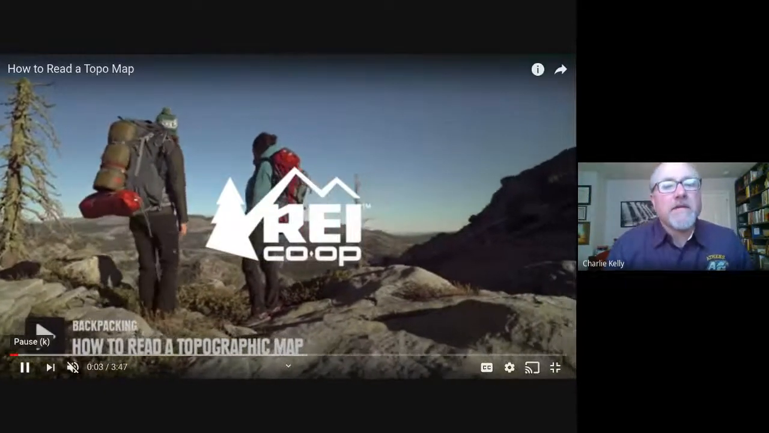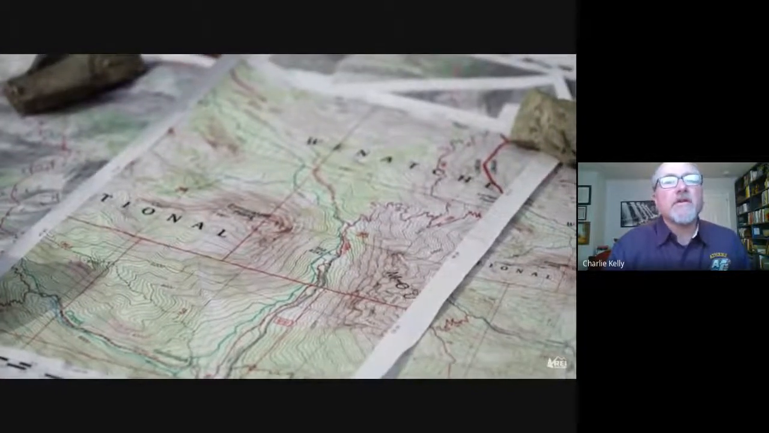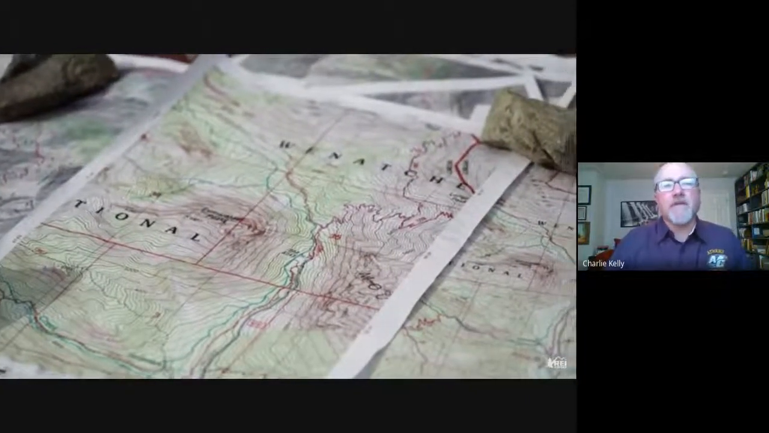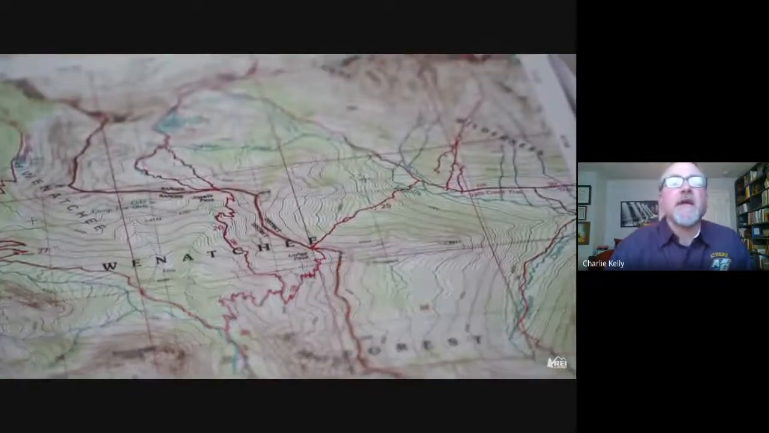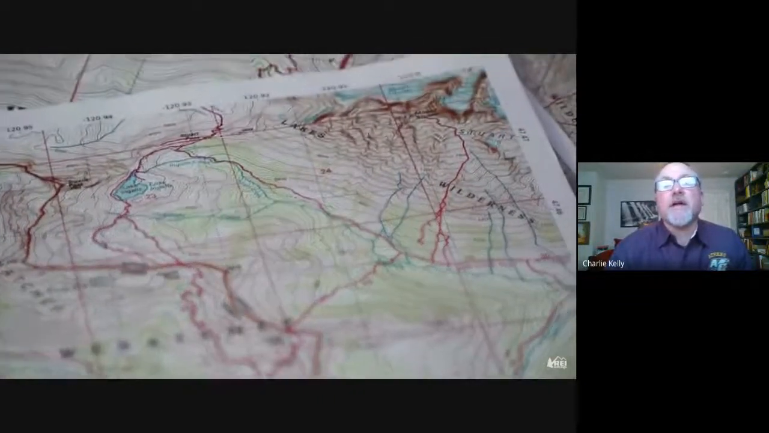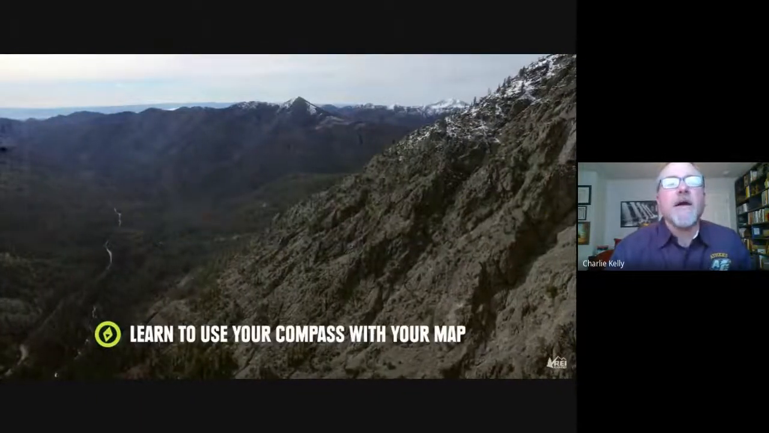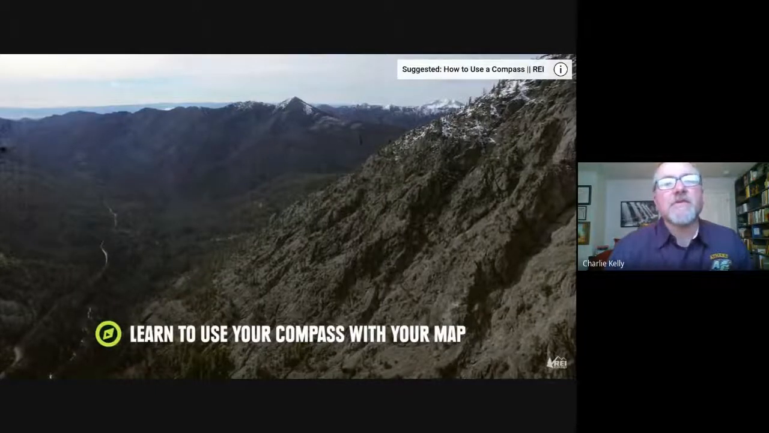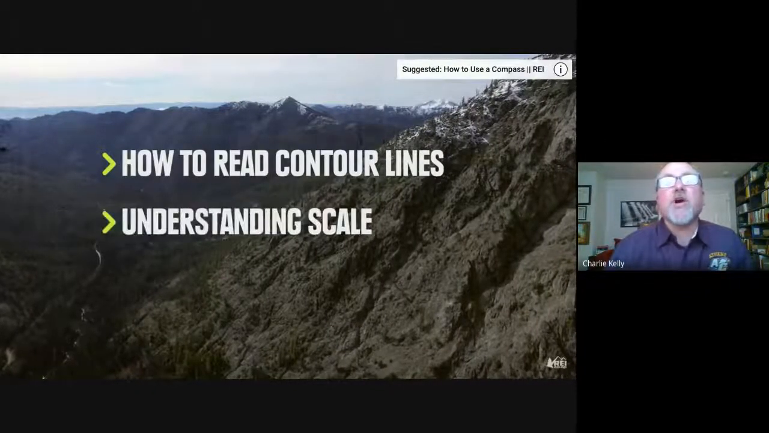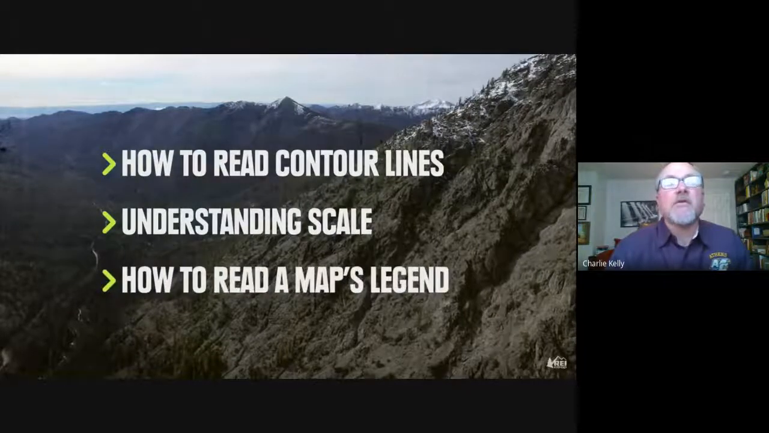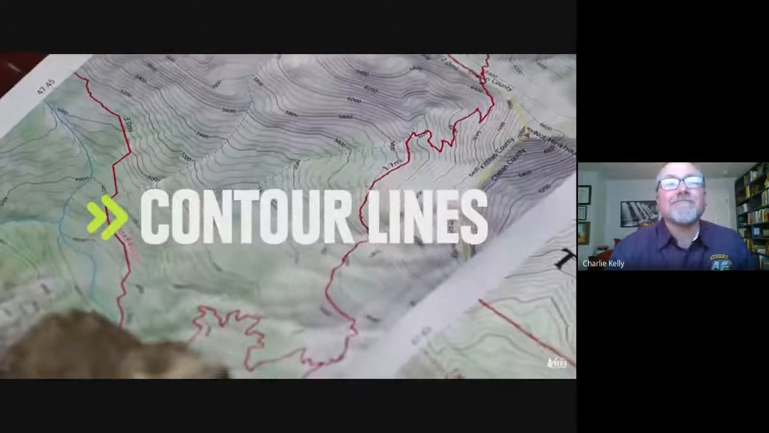So, how to read a topographic map. Topographic maps are a little different from your average map. Not only do they show the location of things like roads and trails, but once you get the hang of reading them, they also help you visualize three-dimensional terrain from a flat piece of paper. Topo maps use 3 main mechanisms to describe the terrain. In this video, we're going to cover how to read the map's contour lines, how to understand scale, and how to read the symbols and colors found in map legends.